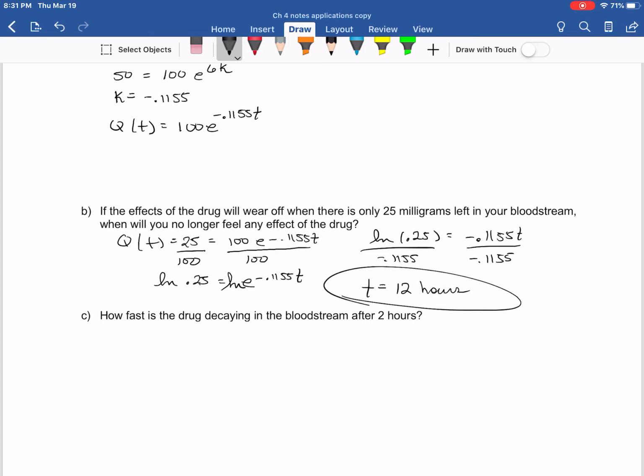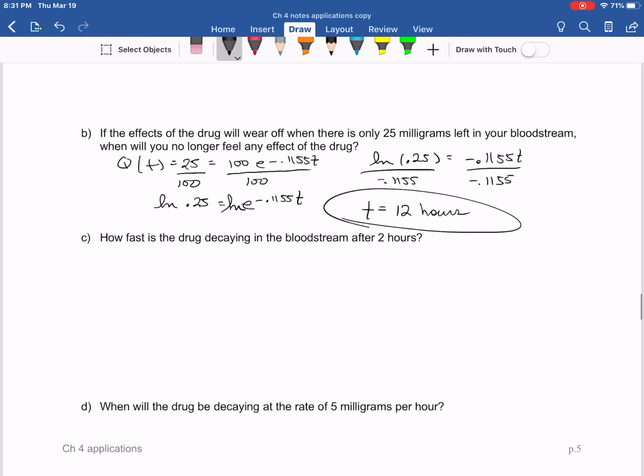So 12 hours after the initial dose was given, you will not feel the effects of this drug anymore. So the steps that I just used to solve would be the same as the steps that I skipped over in the previous two examples.